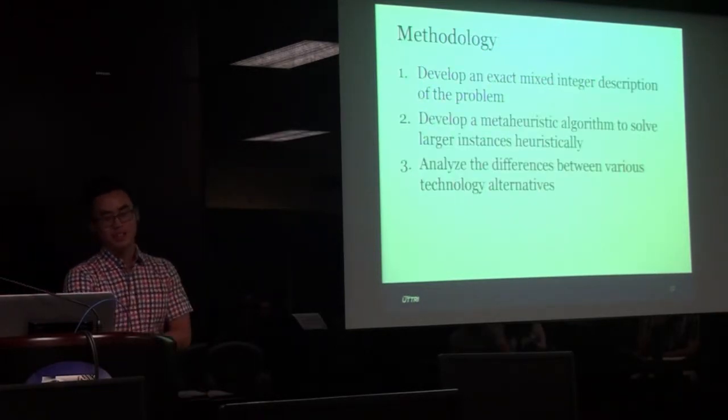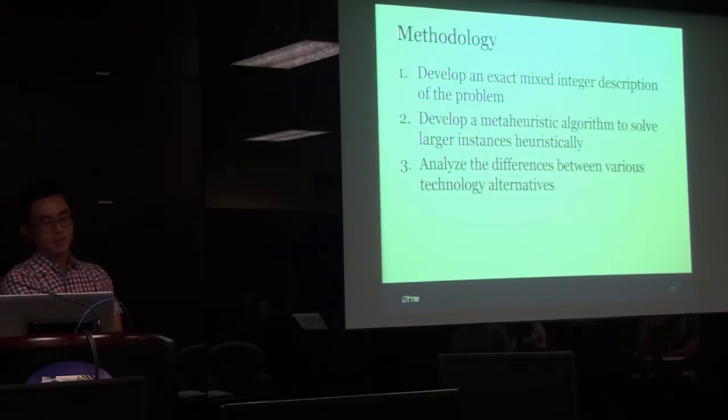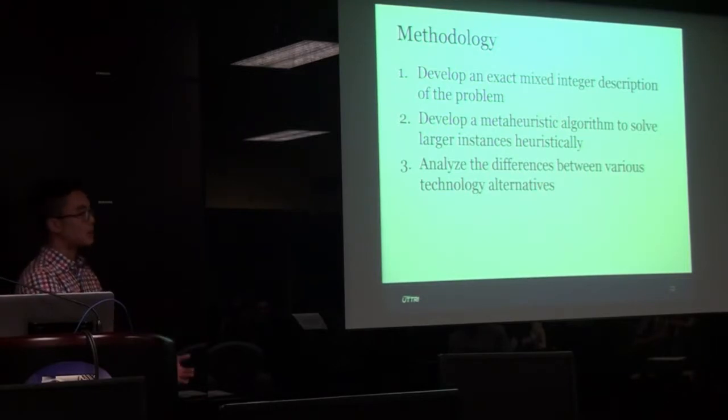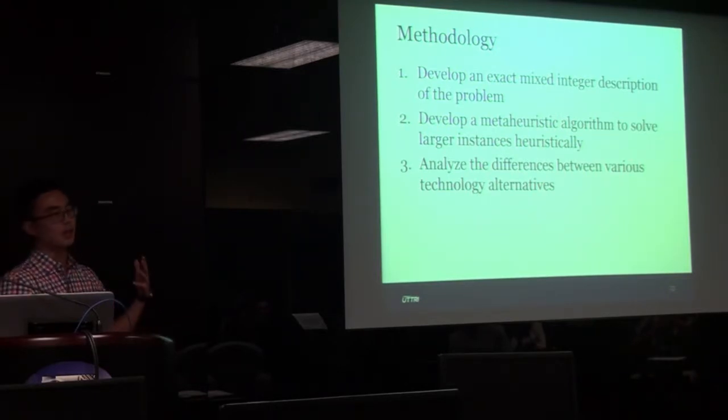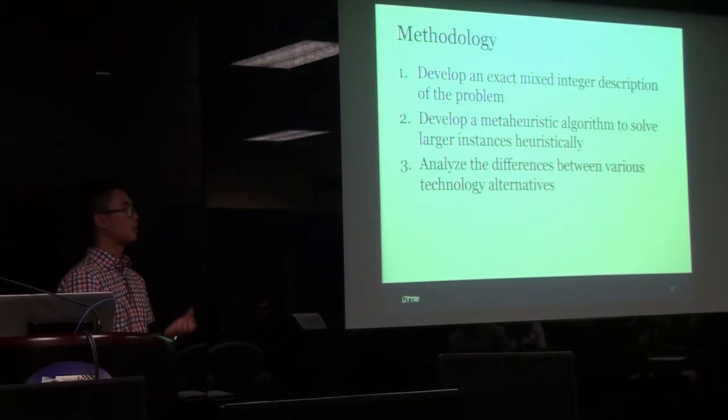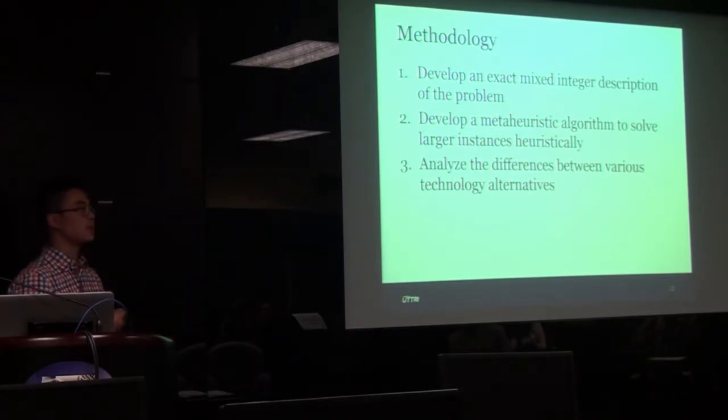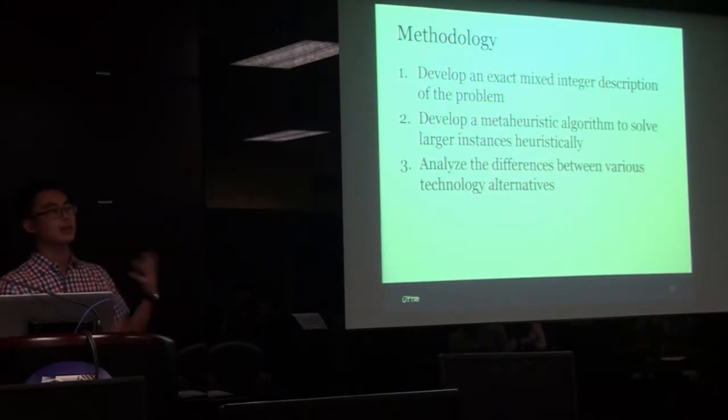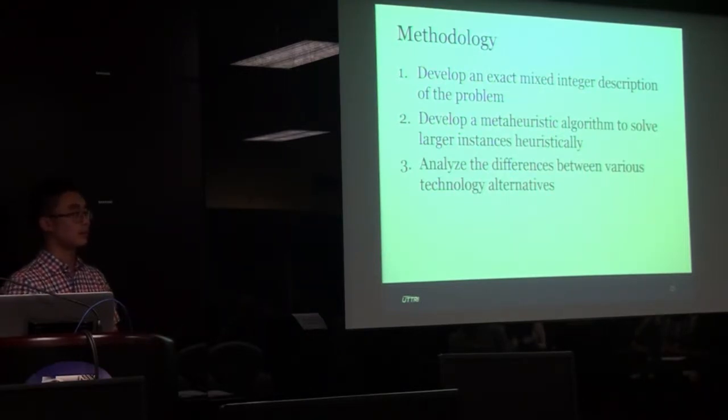So moving on to my methodology, I developed an exact mixed integer description of the problem. Using genetic algorithm, I developed a meta-heuristic to solve larger instances of this problem. And using that, I analyzed practical instances of these problems to assess the differences between the technology variations. So using drones, using walkers, or using robots, and how they can help or assist a truck driver with delivering packages.